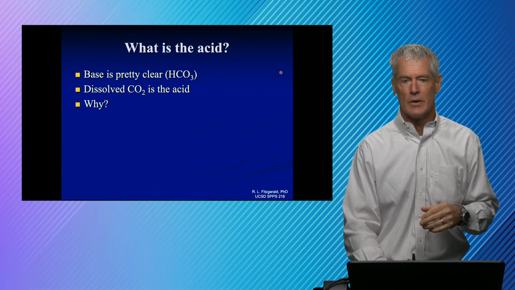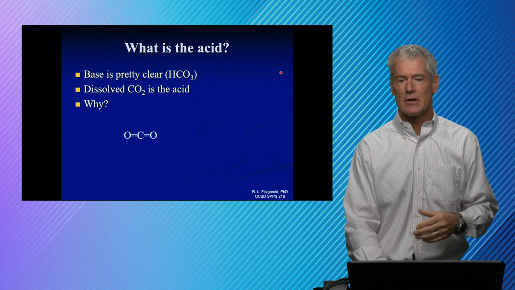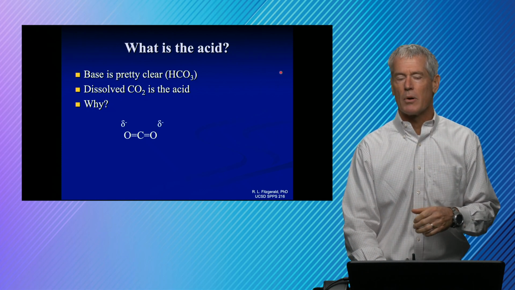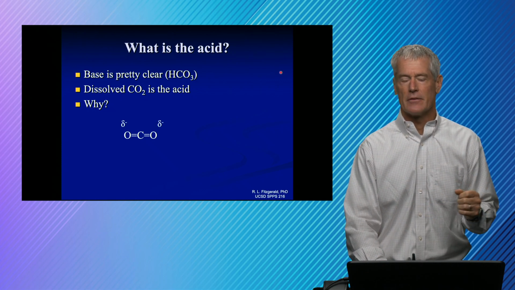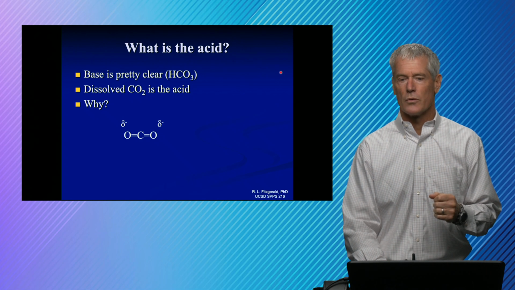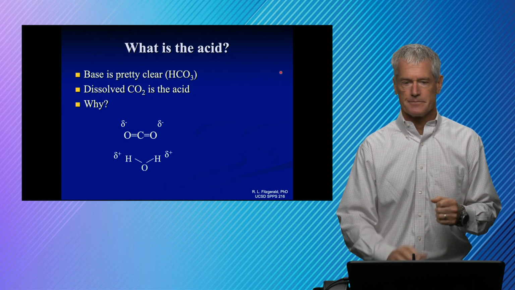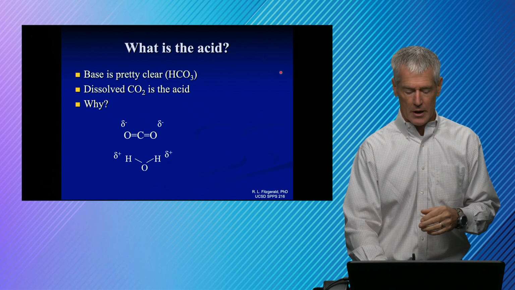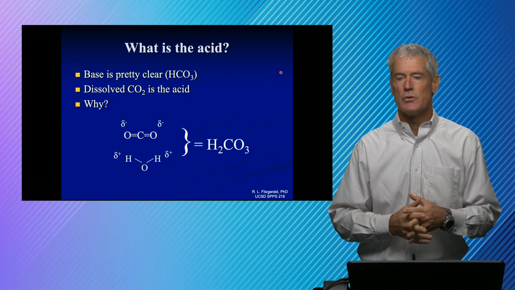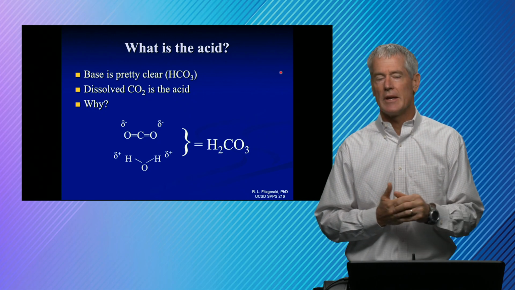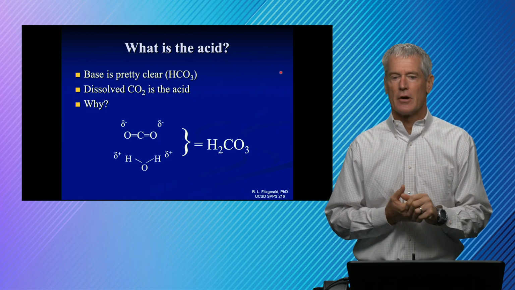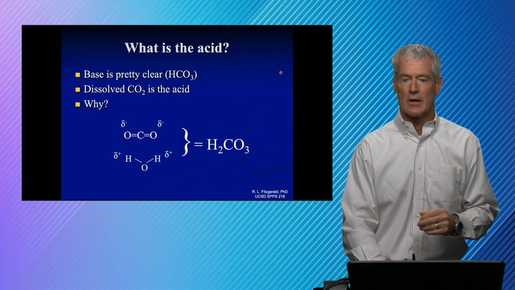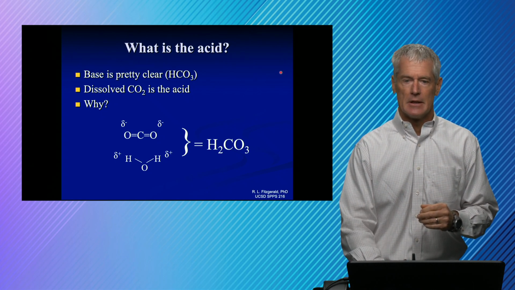And dissolved CO2 is an acid, and it's an acid because CO2 is sort of a planar molecule. It has partial negative poles that sort of cancel each other out. But when it's dissolved in a molecule of water, you get essentially H2CO3. And H2CO3 is clearly an acid. And so we measure the acid sort of indirectly by measuring dissolved CO2.